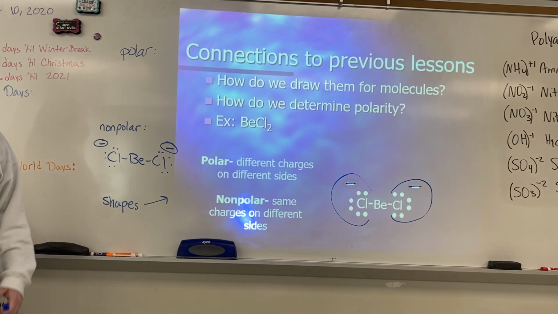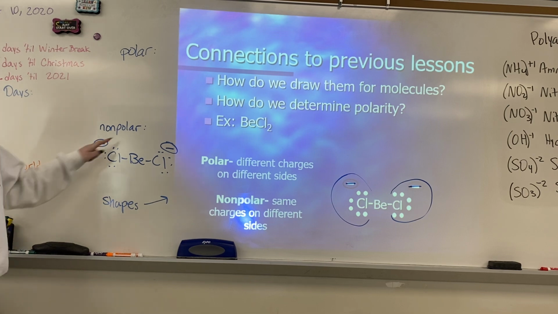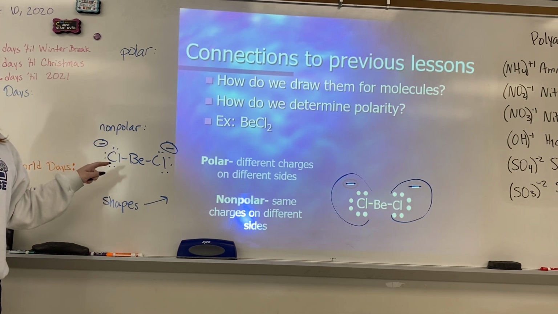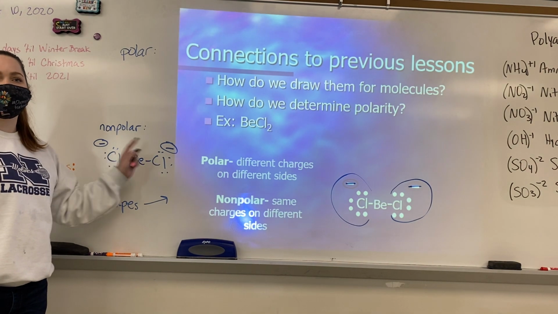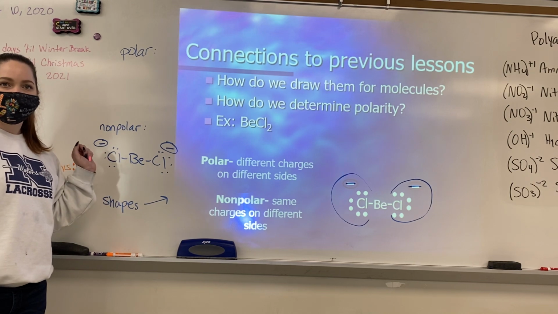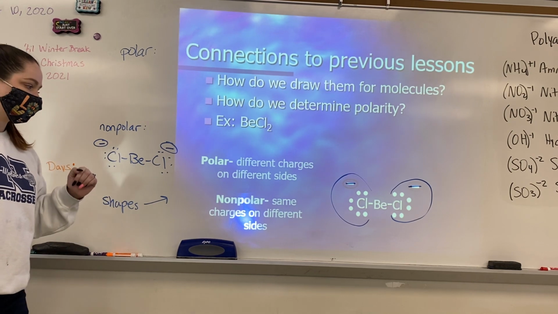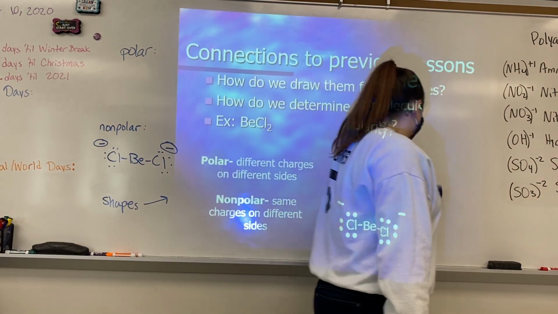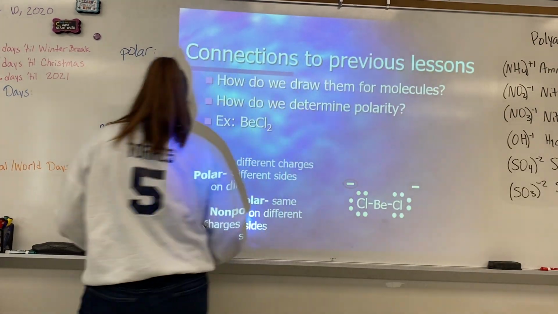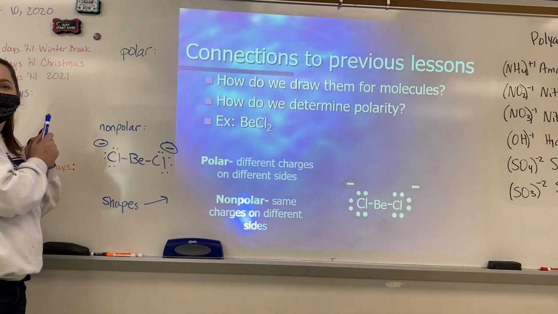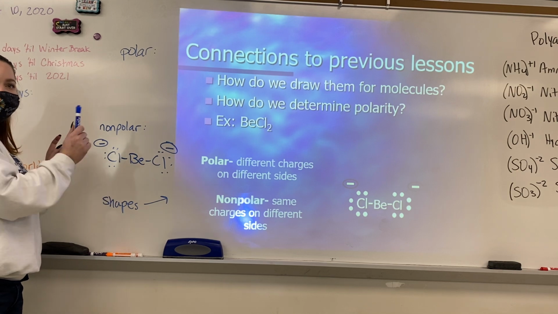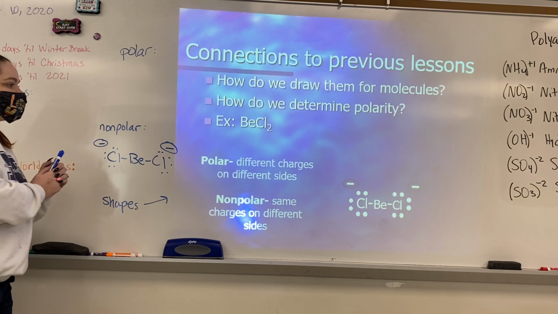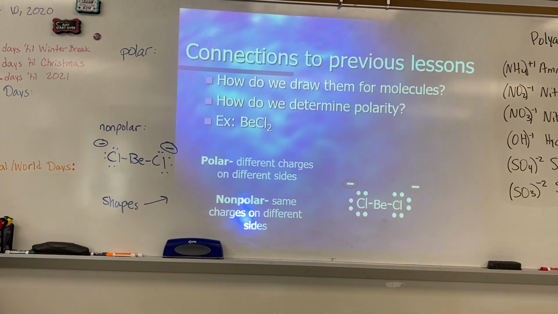Okay? So that is what you're going to do when you are determining if something is polar or nonpolar. You're going to draw the Lewis dot structure for the compound as a whole, and then you're going to see, do you have the same sign on both sides, or do you have a different sign on each side? And that's it. Okay. Now, the same sign can either be two negatives or two positives. If it's the same sign, whether it's negative or positive, then it's going to be nonpolar. Okay? So beryllium chloride is nonpolar.